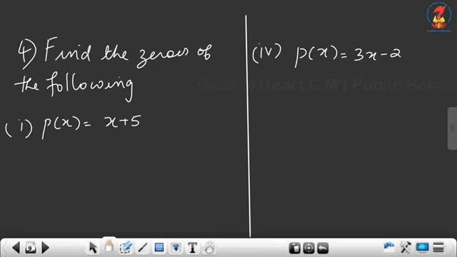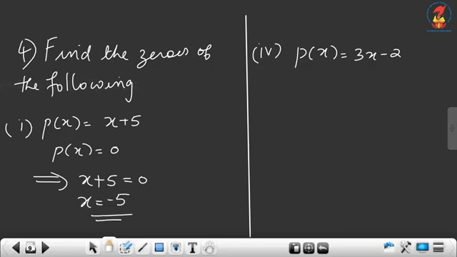Then find the zeros of the polynomial. Polynomial is given as p of x is equal to x plus 5. For finding the 0, you have to equate p of x to 0. So, p of x is equal to 0 implies x plus 5 equal to 0. This means that x is equal to minus 5.